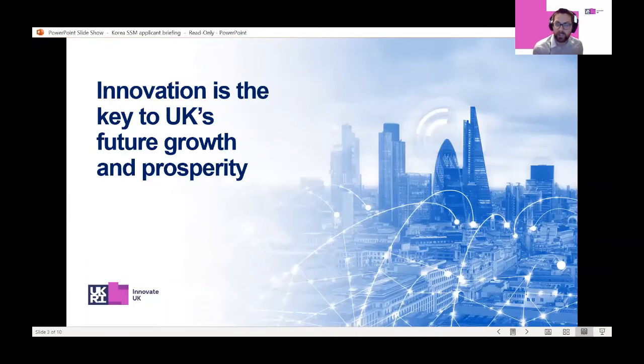The government has rightly acknowledged that innovation is the key to the UK's future growth and prosperity. We have had the recently published innovation strategy, which is committing the UK to achieving 2.4% of GDP invested into research and innovation by 2025. So innovation is a key plank of the UK's growth and prosperity and also recovery.